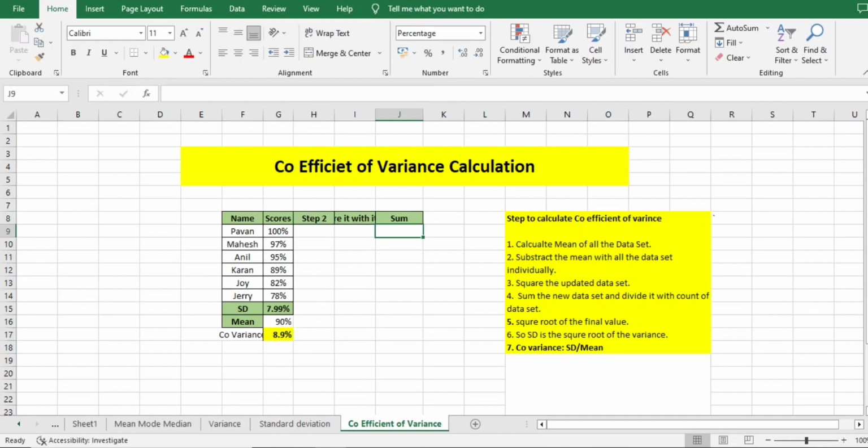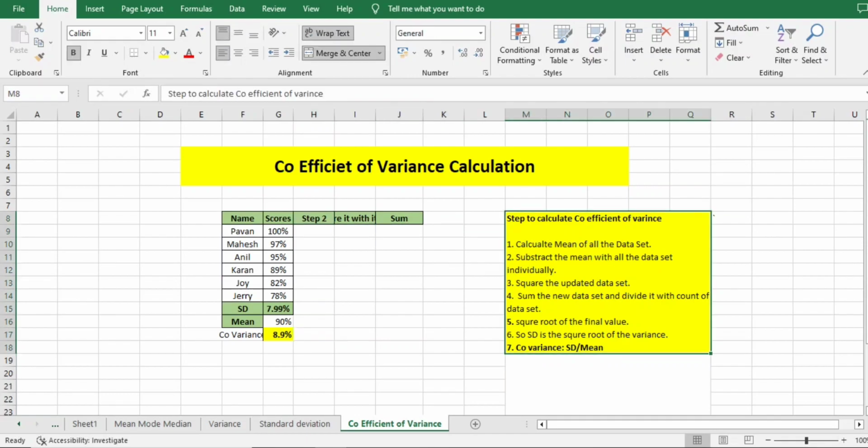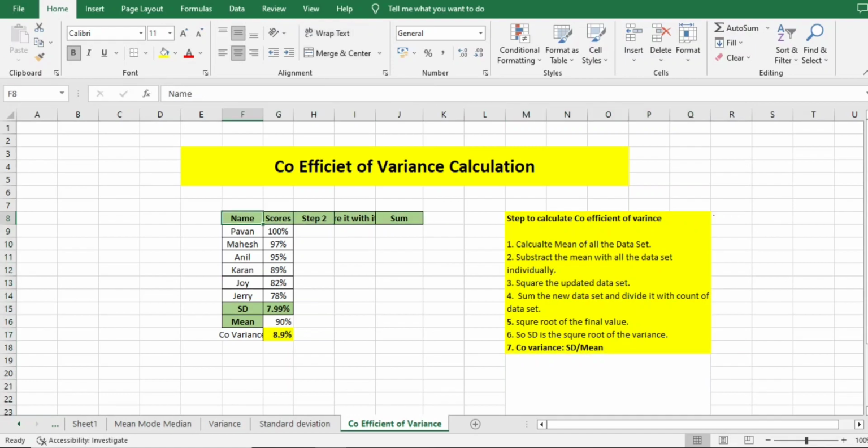Now this is the easiest way you can get the answer in Excel. Let's start step by step. The steps are explained here in detail, guys. Let's go one by one. First of all, we need to calculate the mean of all the data set. We have already calculated it. Yes, this is nothing but an average. Now subtract the mean from all the data set individually. So these are my data set. I will subtract the mean from each, so 100% minus the mean, that is 90%. Now I will just drag it to the last data set.